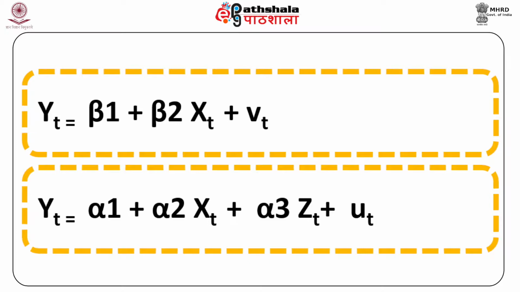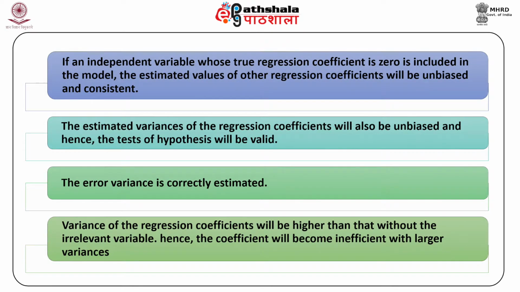Yt is equal to alpha 1 plus alpha 2 xt plus alpha 3 zt plus mu t. By estimating equation 3.4, the researcher commits an error of including an irrelevant variable in the model. The consequences of such an error will be, if an independent variable whose true regression coefficient is 0 is included in the model, the estimated values of other regression coefficients will be unbiased and consistent. The estimated variances of the regression coefficients will also be unbiased, and hence the test of hypothesis will be valid. The error variance is correctly estimated.